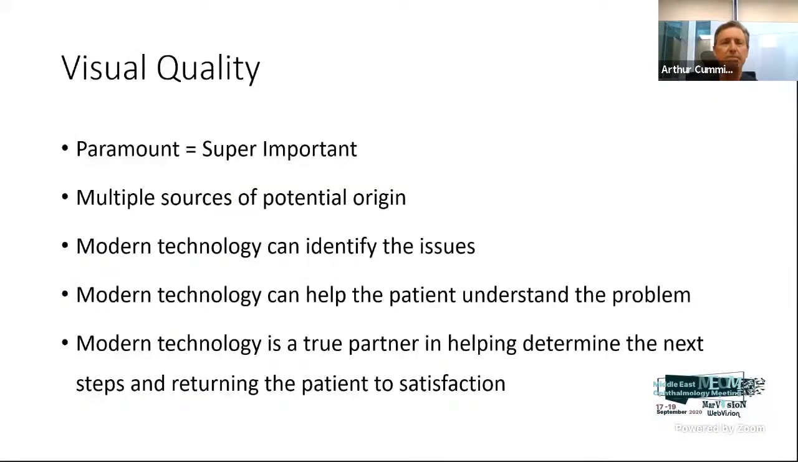That says visual quality is paramount. It's very, very important. There are multiple sources of potential origin. Modern technology today can help us identify those issues. It can help the patient understand the problem. And so today, these technologies are really partners in our practice that help us make the right decisions and get the best results. Thank you very much.